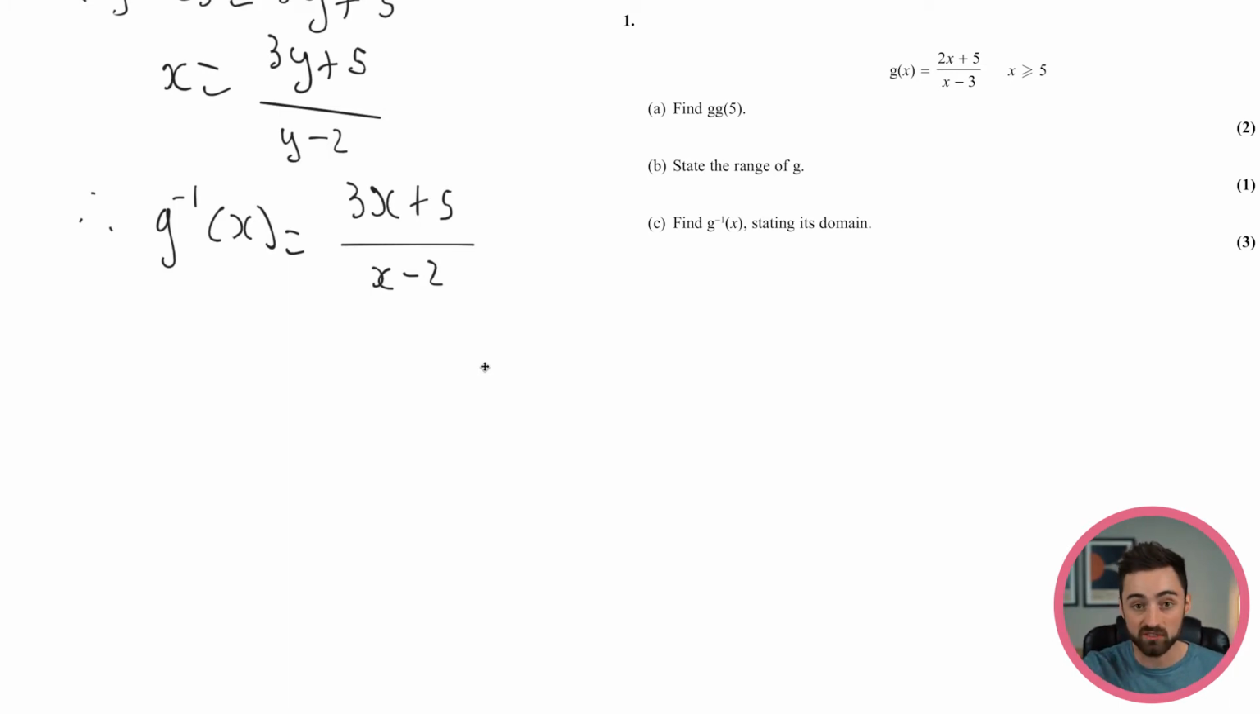meaning that the range of g is just going to be the domain of the inverse. So straight away, I just worked out the range of g in part b, which I got: y is between 2 and 15 over 2. But now I'm just swapping it to an x. So in other words, the domain of this thing is going to be that.